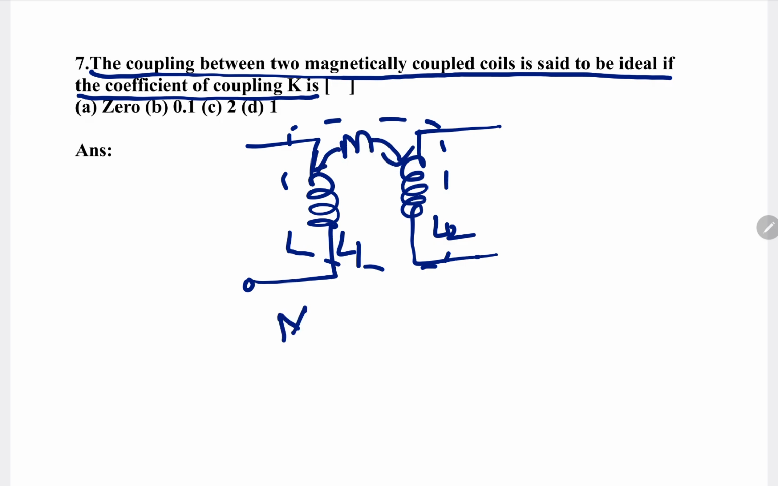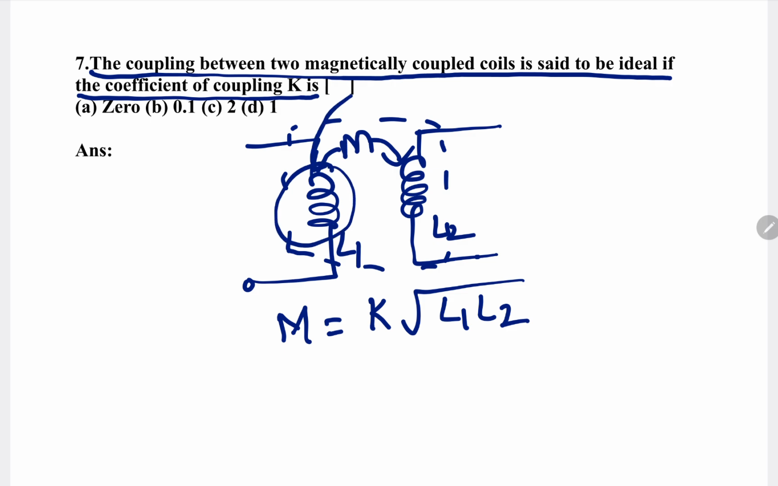Then mutual inductance M is equal to, what is the formula? K root L1 L2. So whatever the flux developed in coil 1, if entirely linking with coil 2, so total flux developed in coil 1 is entirely linking with coil 2, then we say coupling is ideal. Then coefficient of coupling K value will be 1.